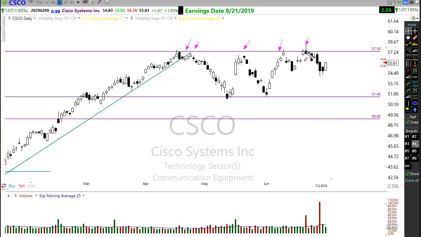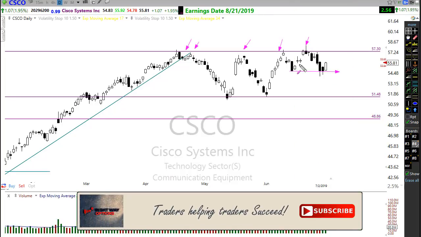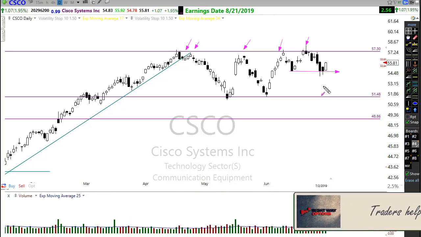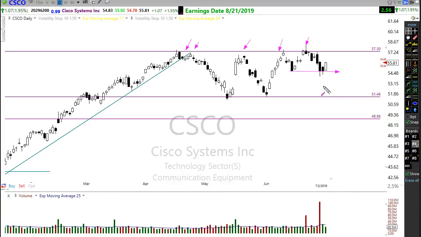The big problem is in this last pullback, this broke price support. It broke down through price support. Now, it didn't break it severely. So when we see something like that, we have to be cautious in this trade. Now, a lot of people are going to look at this through bullish eyes only, because we're kind of trained as people. We want to be positive about the market.